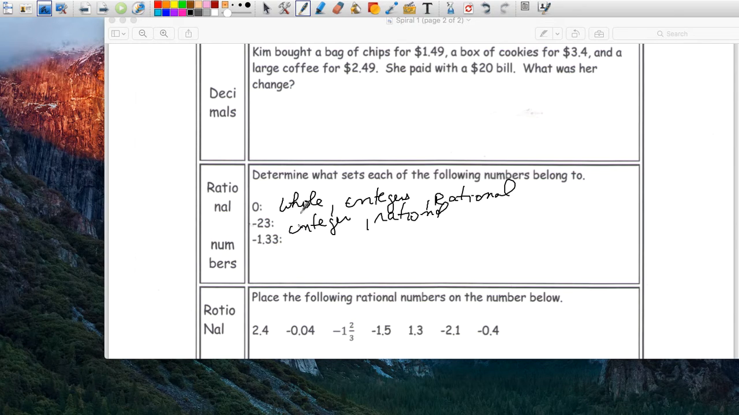Negative 1.33, it's not a counting number. It's not a whole number. It's definitely not an integer. Okay, just because it's negative doesn't make it an integer. But it's a decimal, so that makes it rational. Okay, easy.